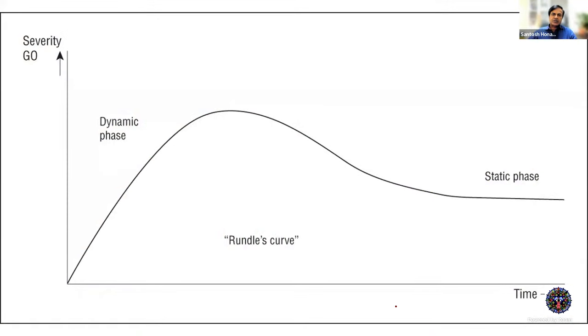Now, this is Rundle's curve, the famous Rundle's curve. So can you tell me the background of Rundle's curve? Can you explain in brief what is the background of Rundle's curve? How does this curve come about? Just explain briefly, not to go through Google quickly. What does it mean, Rundle's curve? What does it mean to you? What do you think it is?